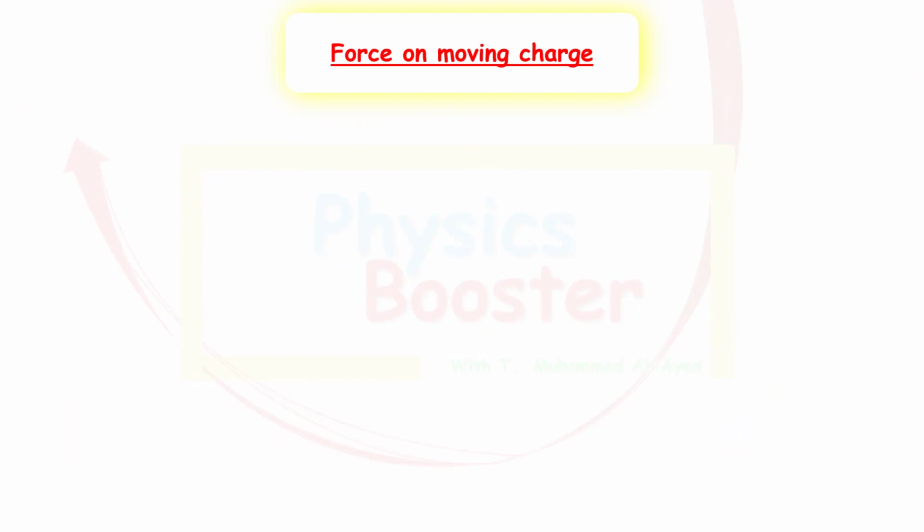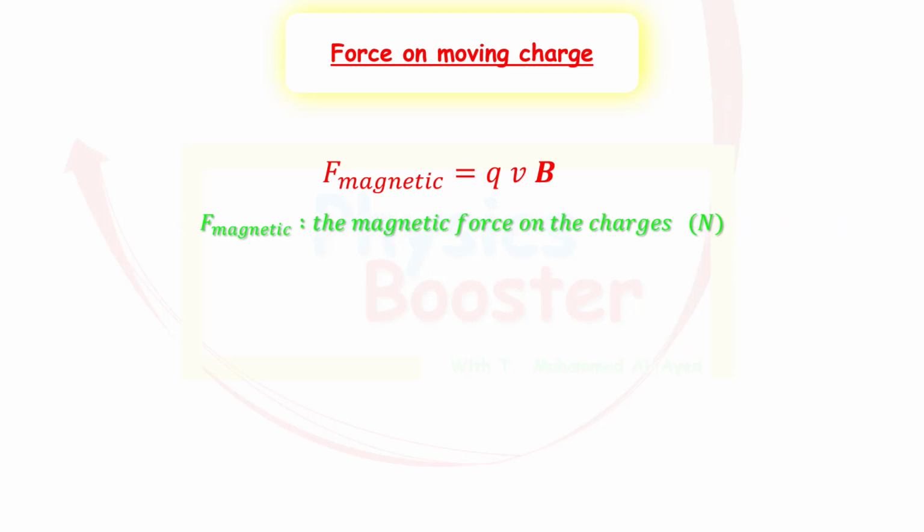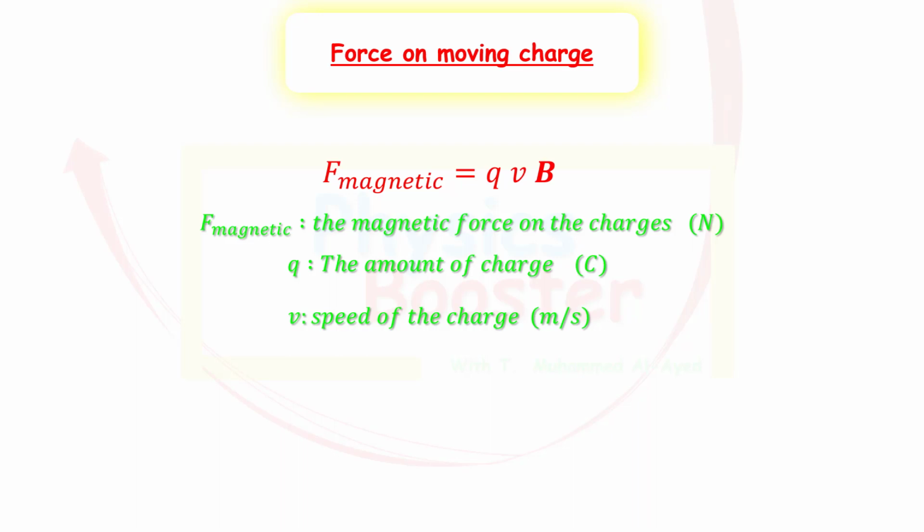Now, to calculate this force, it's pretty easy. This magnetic force is equal to the charge, which is Q, multiplied by the velocity of the particle. As we said, if it's not moving, there will be no magnetic force. And finally, we will multiply it by the magnetic field. So the magnetic force is in newtons, the charge is in coulombs, and the speed is in meters per second. And finally, the magnetic field strength is in Teslas.